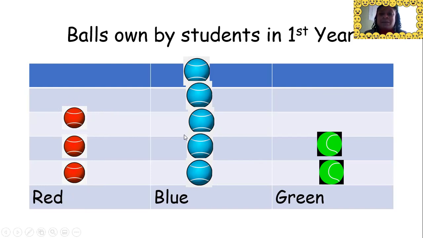So boys and girls, take your time and do this activity and really enjoy it so that you will understand how to read these charts.